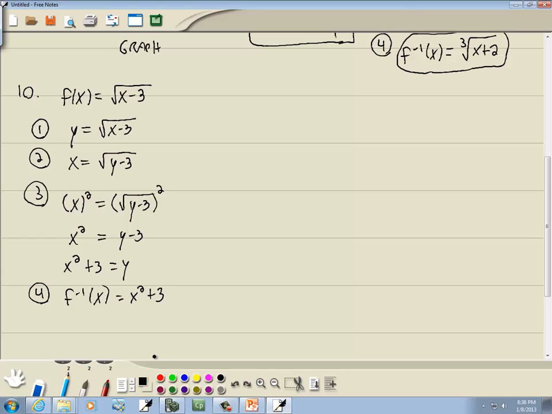Now step 5 was, if necessary, use a graph to make it 1 to 1. This is not 1 to 1. It has an x to an even power. We can't have x to an even power. Let's look at what in the world this graph is anyway.